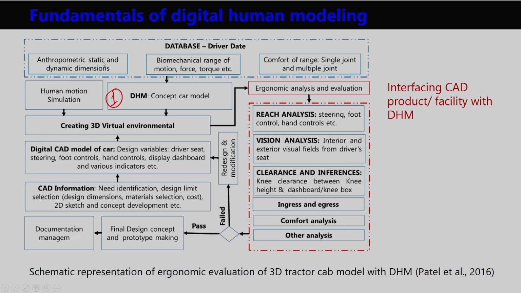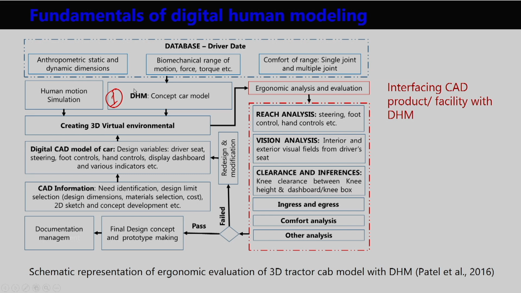So, we need anthropometric, static and dynamic dimensions, and we need biomechanical data related to range of motion, force, torque. Similarly, we also need comfort range of motion data, single joint or multiple joint comfort databases. Based on this information, we can incorporate it in the digital human model, and accordingly we can create our digital human models as per our requirement.